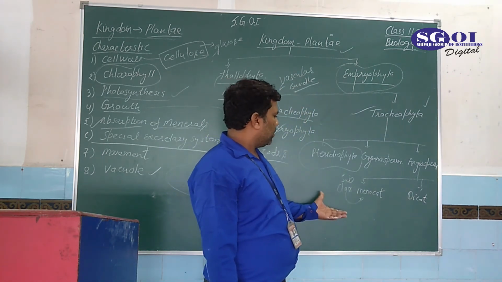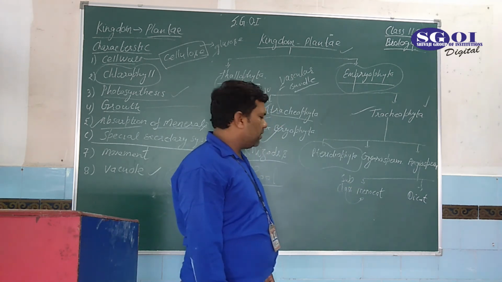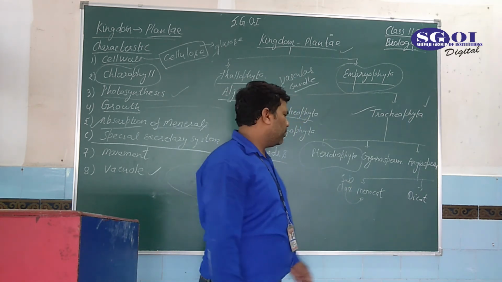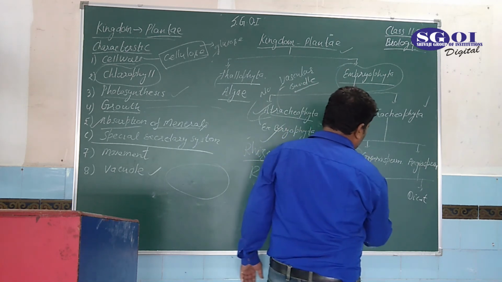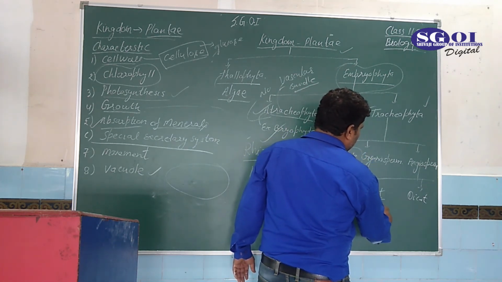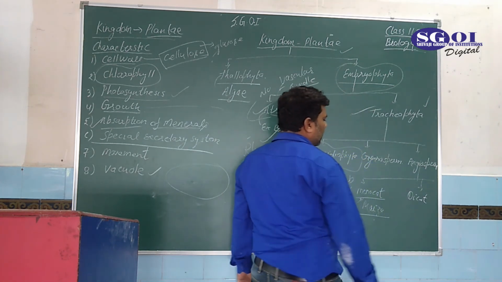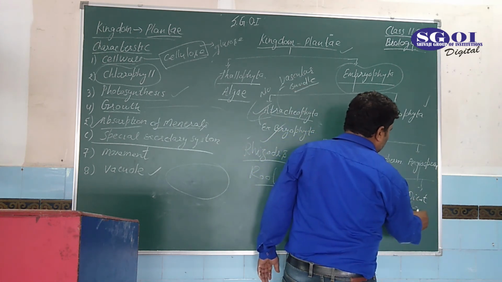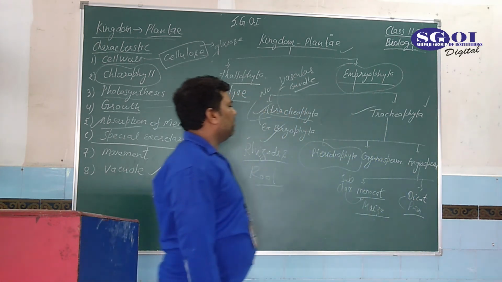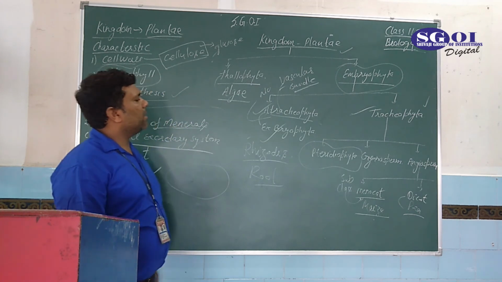As you know, angiosperm is divided into two subclasses, known as monocot and dicot. An example of monocot is maize. Maize in Hindi is called makka, and dicot is known as pea. Okay, so these are the important characteristics of the plant kingdom.